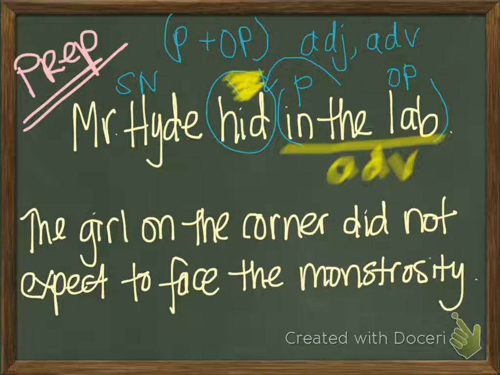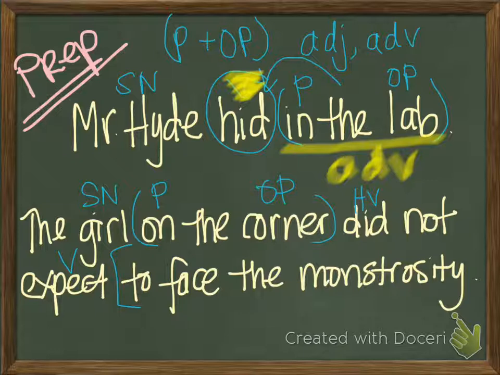The next one, the girl on the corner did not expect to face the monstrosity. The girl is the subject noun, and what's being said about her, she did not expect. So did is the helping verb, expect is the verb. On the corner is the prep phrase: preposition and object of the preposition. You might look and see to face and think that's a preposition, but actually to face here is an infinitive because you have to plus a verb, which is not a prep phrase.